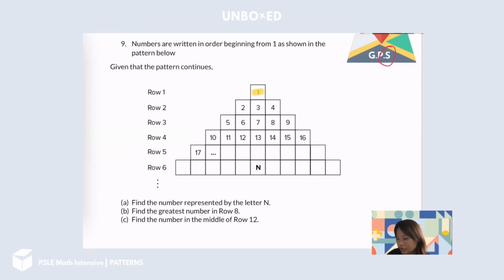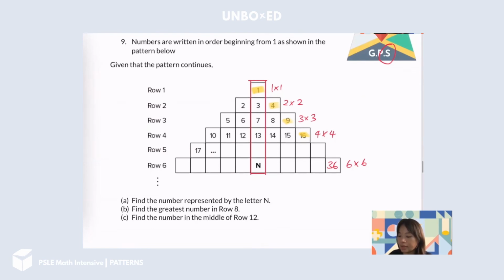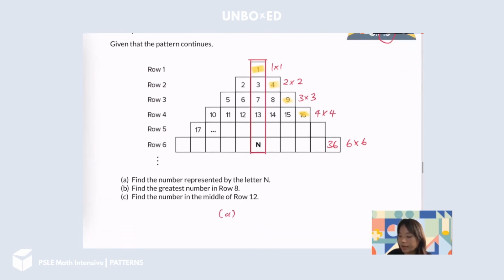1, 4, 9, 16. Thank you. So they're asking you to find n. So let's find a way such that you can find n. 4 minus 1 gives you 3, right? 9 minus 2 gives you 7. 16 minus 3 gives you 13. So you will always minus 1 less than the number of rows. So for row 6, you minus 5, so 36 minus 5 equals 31.